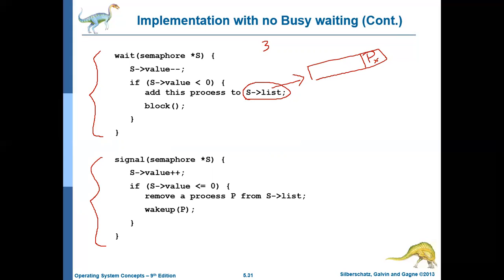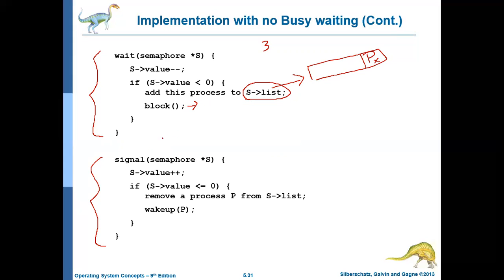So instead of busy waiting, instead of making the process spin lock there, we are adding the process to the waiting queue. It will be waiting there as long as the s value is less than 0, and then you call block, which means it is now blocked, so it cannot enter the critical section.